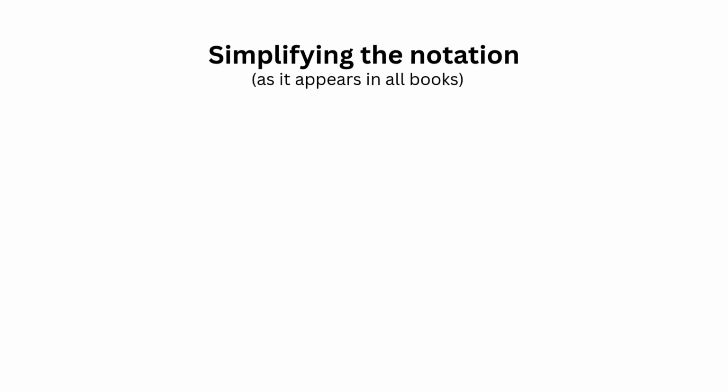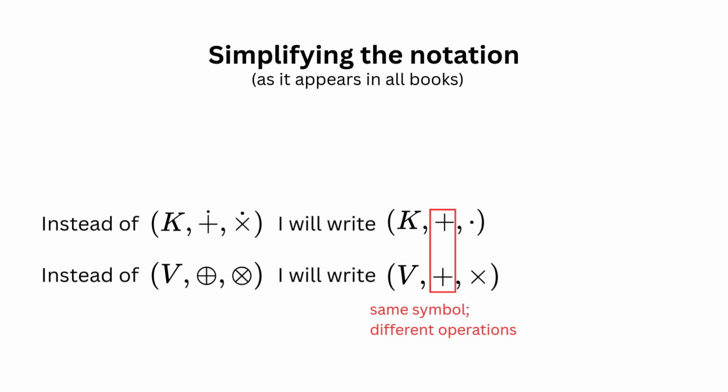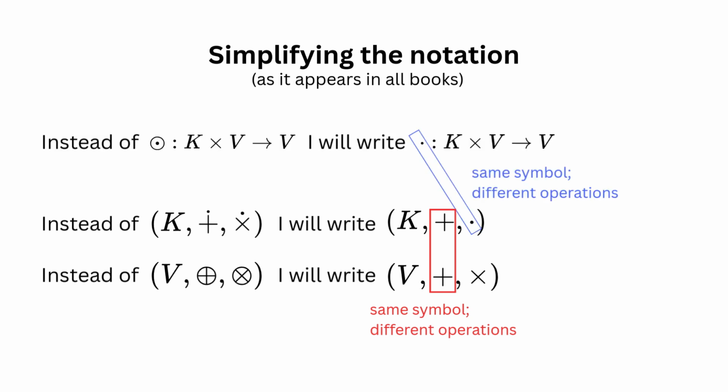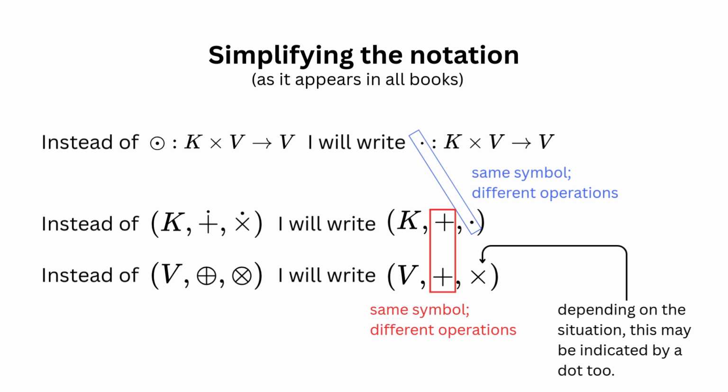Before I continue, let me introduce a simplification in my notation, as it is quite common in all books. I will denote both addition of scalars and addition of vectors by the familiar plus sign. It is always clear from the context which addition the sign indicates. Similarly, I will indicate by juxtaposition or by a dot the product of two scalars and the product of a scalar with a vector. It is always clear from the context which type of product is meant.